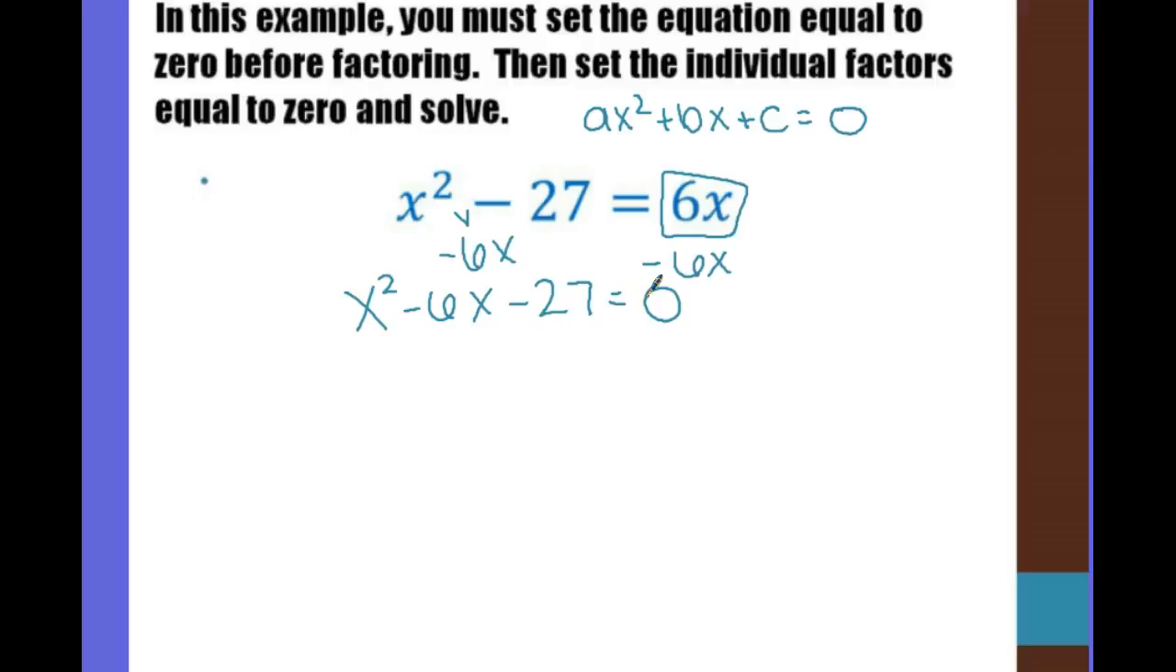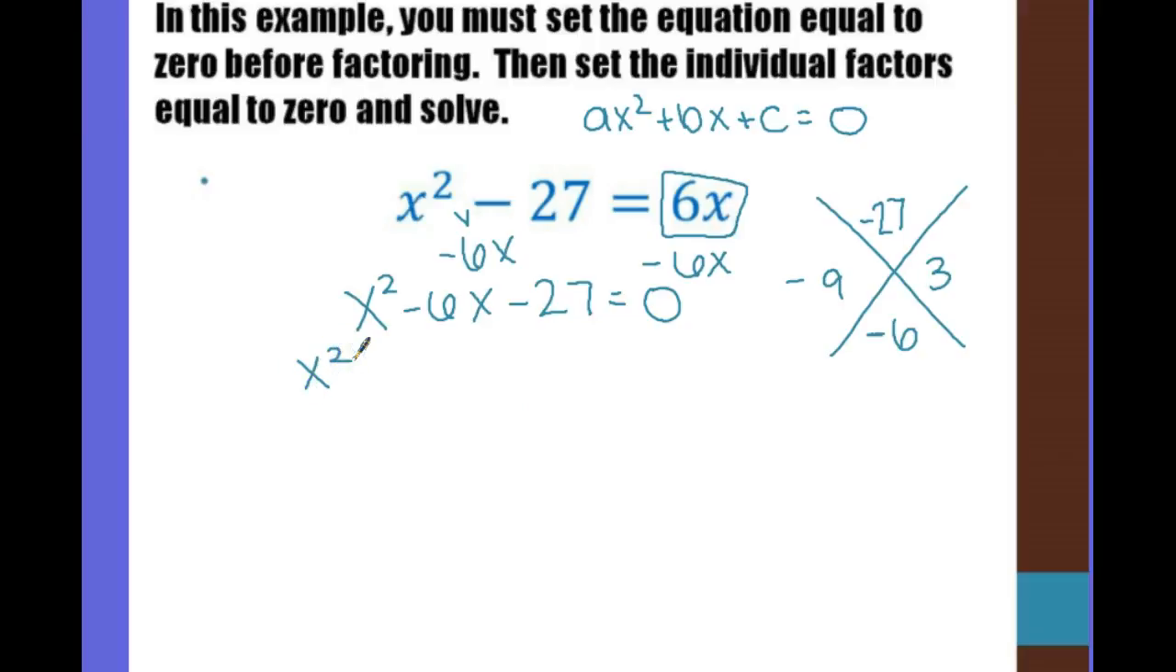Now, write this in your magic x. The first times the last gives negative 27. The middle is negative 6. So what are some factors of negative 27 that add to negative 6? What do you think, Matt? Good. So again, I get one negative and one positive. So that means I want to write my negative first. So we're going to replace my negative 6 with a negative 9 and a positive 3.